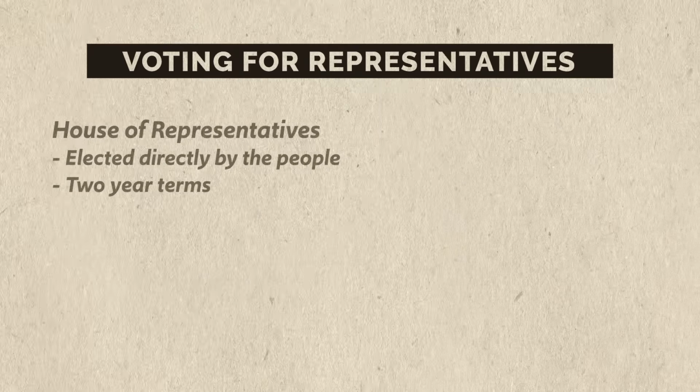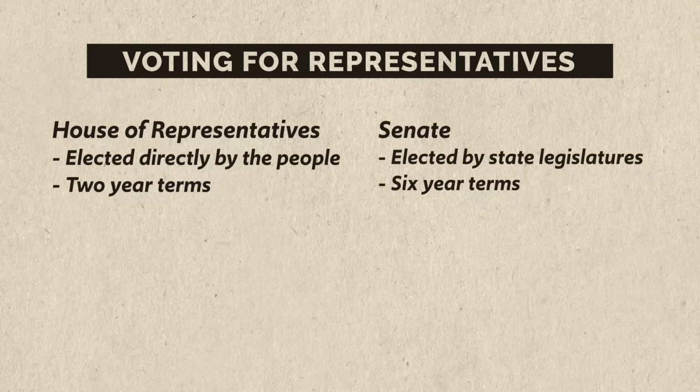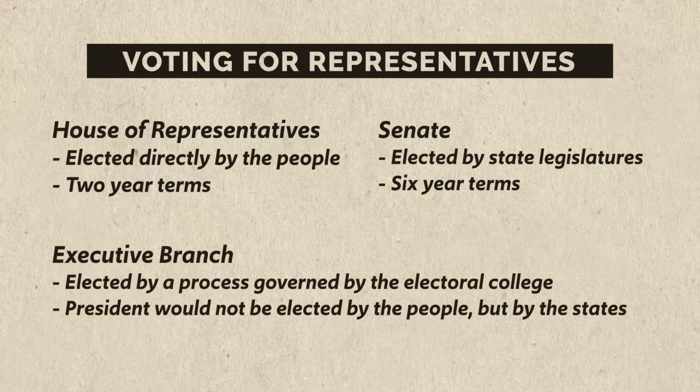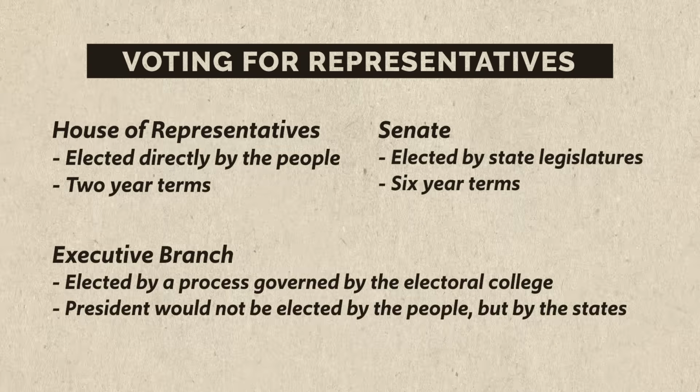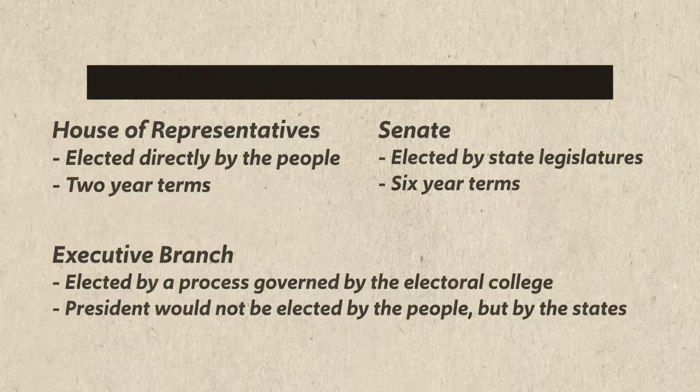And it'll also be important for you to know the outcomes of their debates on how voting for national representatives would take place. Members of the House of Representatives will be voted in directly by the people for 2-year terms. Members of the Senate will be elected by state legislatures for 6-year terms. And the election of the newly conceived executive branch, which is to say the president, would occur by a process governed by the Electoral College. This meant that the president would be elected not by the people, but by the states.